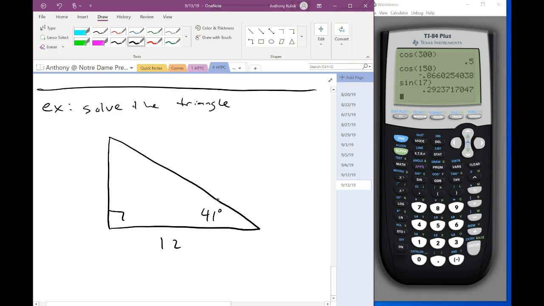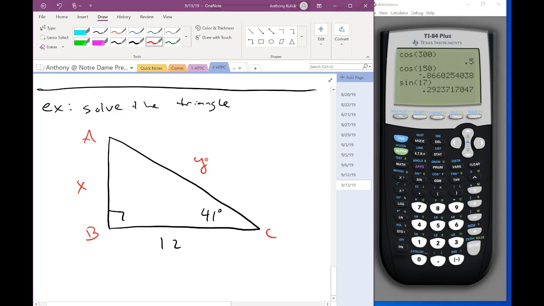So we can now do problems like this, where it says solve the triangle. When I say solve the triangle, what does that really mean? What am I asking you to do? Find all the sides and all the angle measures, right? Okay. Let's give this some names so we can talk about it.